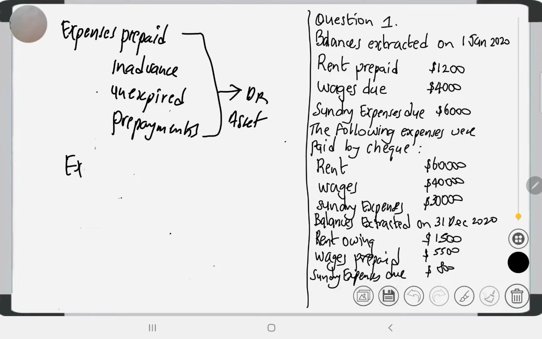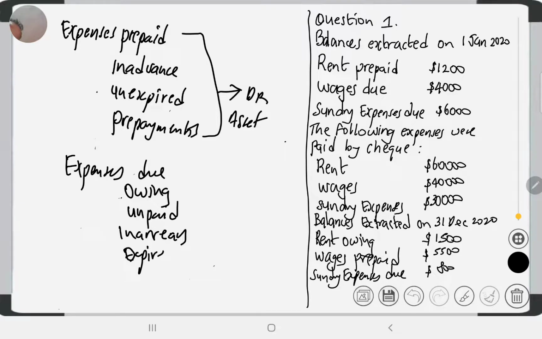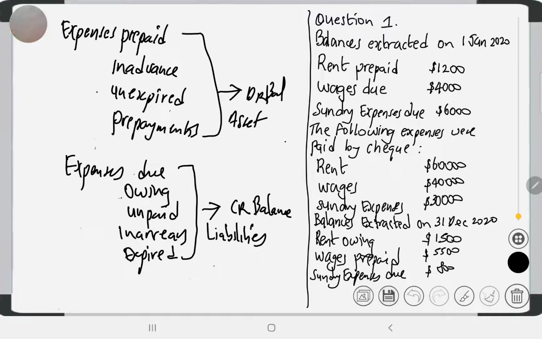Expenses due. Another name for due, owing, unpaid, in arrears, expired, and so on. So these will have a credit balance because they represent liabilities. We'll have a credit balance, and this will have a debit balance. Expenses prepaid assets, expenses due liabilities.